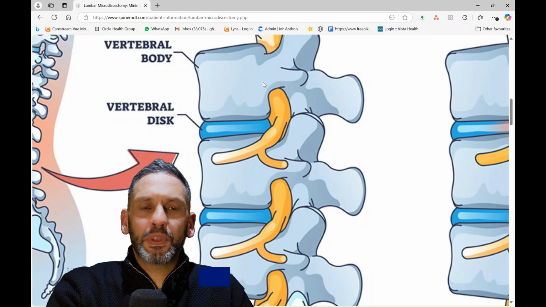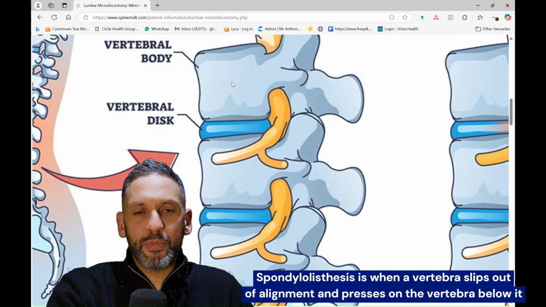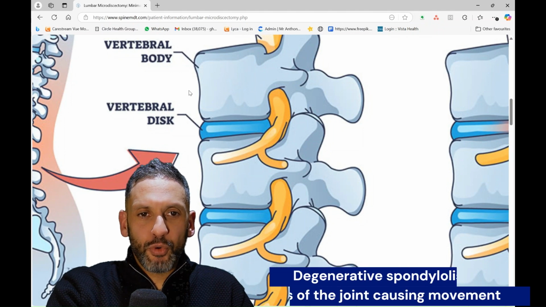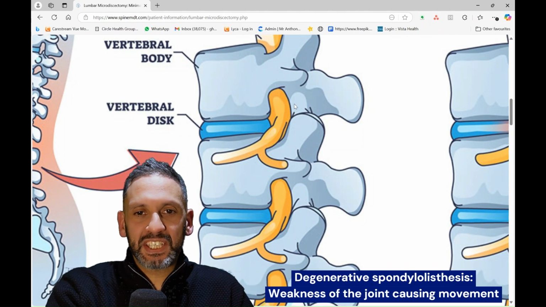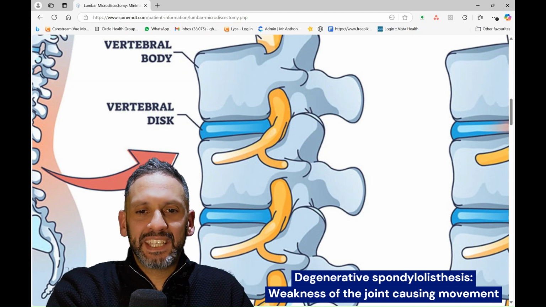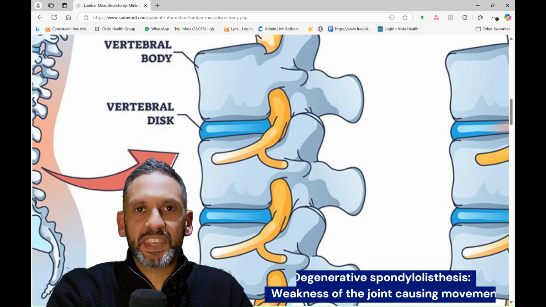So spondylolisthesis is actually the movement, the forward or backward movement of one bone over the other. So if it moves forward because of a weakness of this joint, a failure of the joint or the ligaments that strap it together, we call that a degenerative spondylolisthesis.